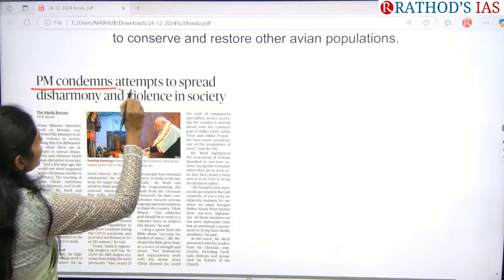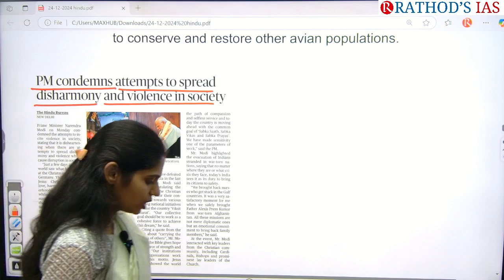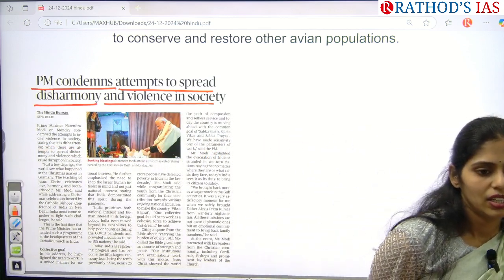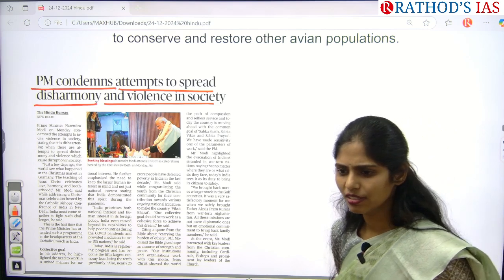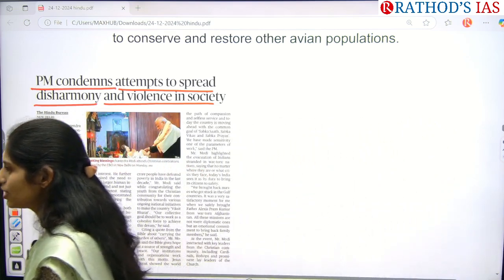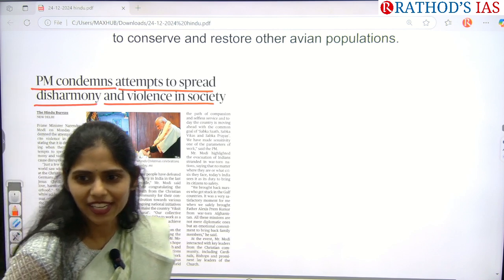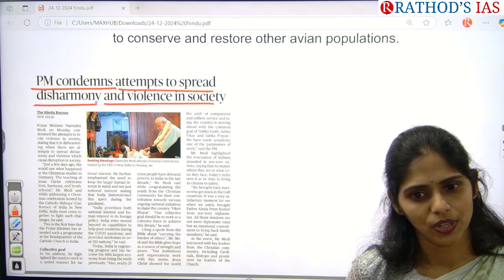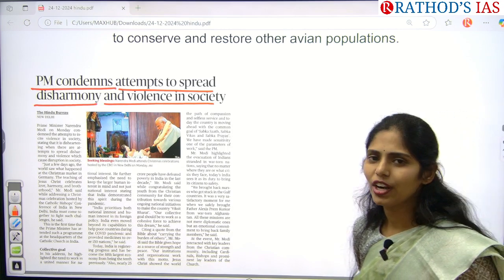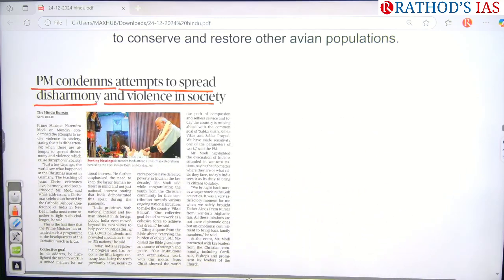PM condemns attempts to spread disharmony and violence in society. So what is this article talking about? About Christmas. So why Christmas? Christmas is celebrated by which community? Christians. Is India a Christian country? No. Which country is India? A secular country. That means we treat all religions equally. We are not going to give priority to Hindus, or Muslims, or Christians. But why did our Prime Minister say this statement? What might have happened? Any guess?